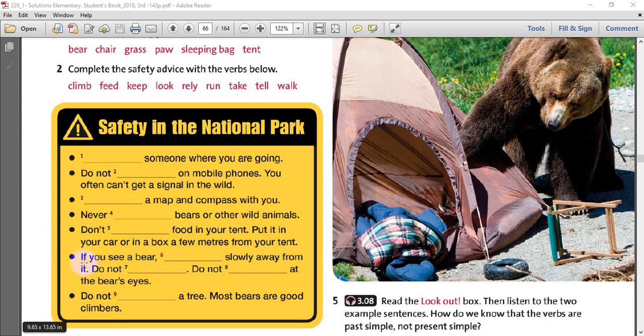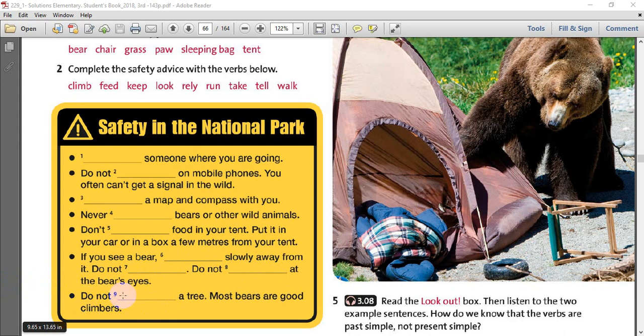Now, number 6. If you see a bear, إذا رأيت دب, walk slowly away from it. ابتعد ببطء عنه. Do not run. لا تركض. Do not look at the bear's eyes. لا تنظر إلى عيون الدب.